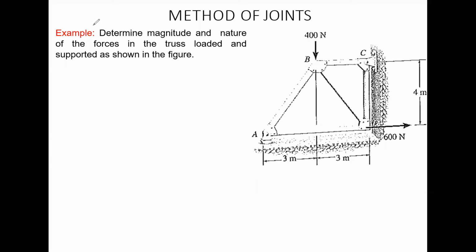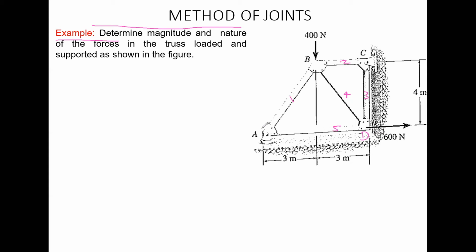So here again we have to determine the magnitude and nature of the forces in the truss loaded and supported as shown in the figure. Okay. So in this truss, how many members are there? There is one member, that is AB. This is one. Then another member BC, 2. Then CD. This point is D. So this is the third member. This one is the fourth member. This one is the fifth member. And that's all. So there are 1, 2, 3, 4, 5. 5 members are there, right?